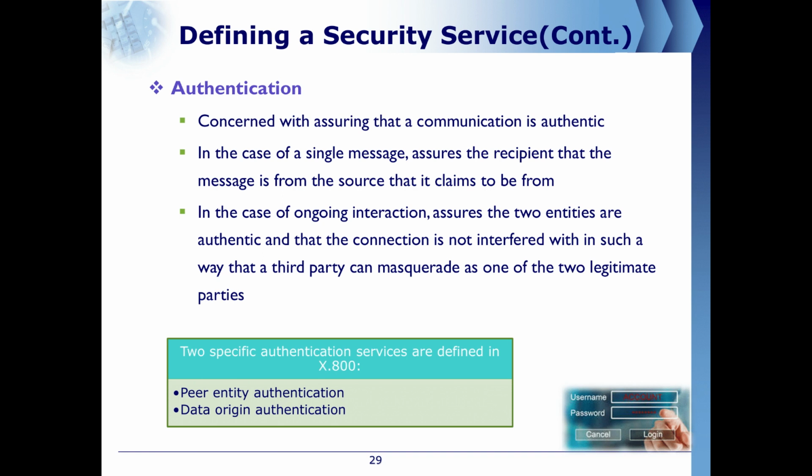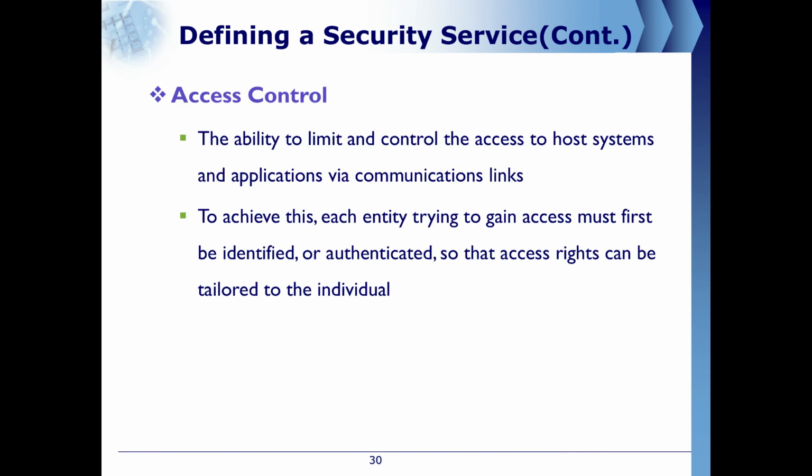Two specific authentication services are defined in X.800. Peer Entity Authentication. Data Origin Authentication. Access Control. The ability to limit and control the access to host systems and applications via communications links. To achieve this, each entity trying to gain access must first be identified or authenticated so that access rights can be tailored to the individual.